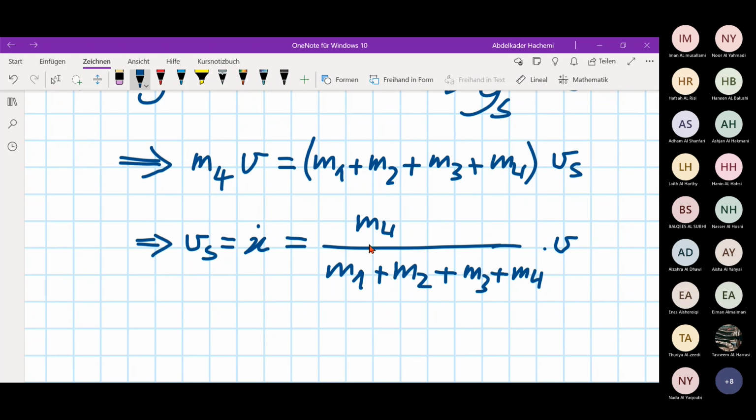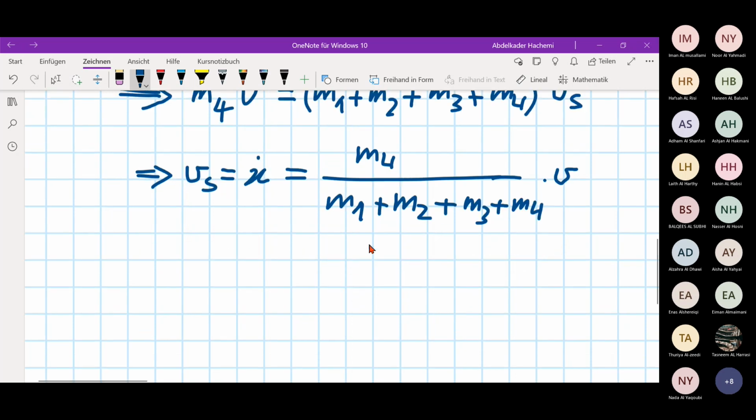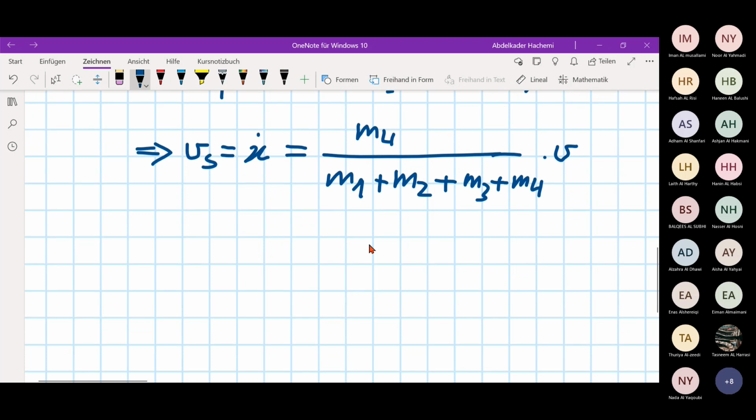Okay, as we know that here the mass m1 is equal to 2m, and the masses m2, m3, and m4 are equal to m. Then we replace, we will get here that Vs will be equal to 1 divided by 5 v. Okay, this is what we get now.